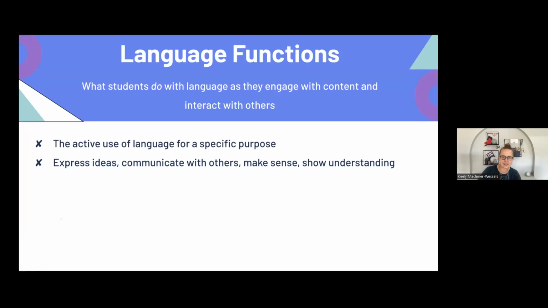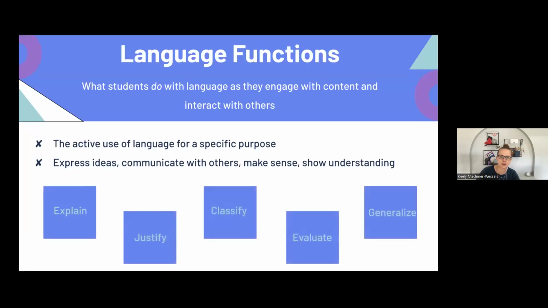Some of the different functions in math class might be that you're asking students to explain their thinking, or you're asking them to classify shapes, or you're asking them to evaluate if someone else's solution method is valid or not, right? There are all these different language functions that we ask students to do when they're thinking about and learning math.